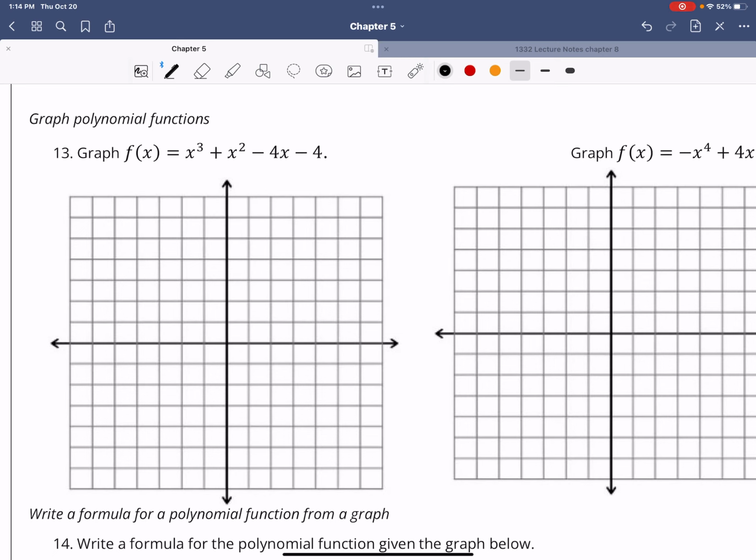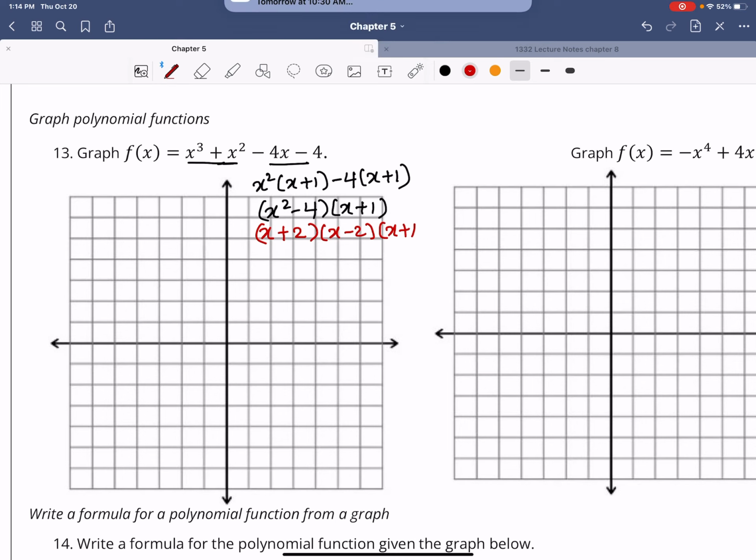Again, you all will use your Desmos, but I like to go ahead and factor these. I'm going to factor x squared from these two, so I get x squared times x plus 1. Then I factor -4, so I get x plus 1. So my factors are x squared minus 4 times x plus 1. I'm going to use a darker color here. This is a difference of squares: x plus 2, x minus 2, and x plus 1.